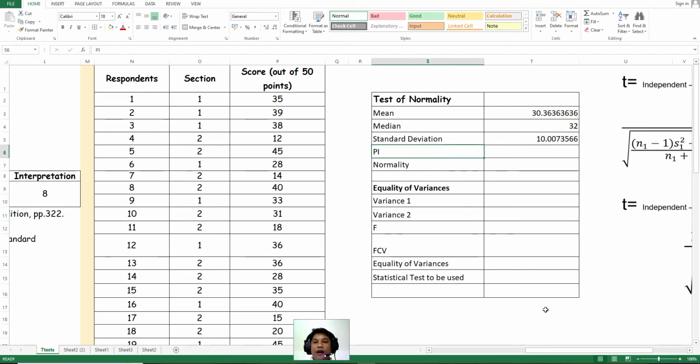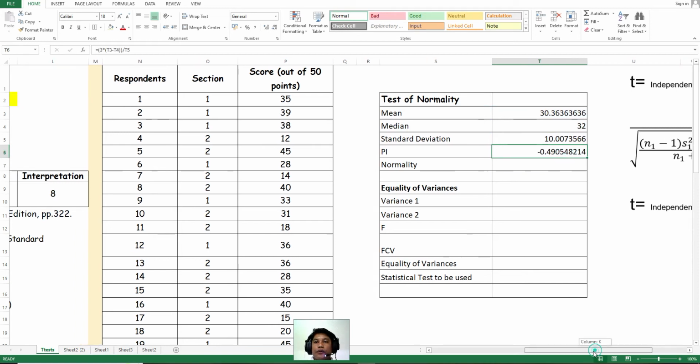So the PI now, by formula, if you remember, is equals 3. We will just put that in the parentheses: 3, the asterisk means times, open parentheses, subtract the mean minus the median, close parentheses, and close it again. Divide it by the standard deviation, and that is our PI.